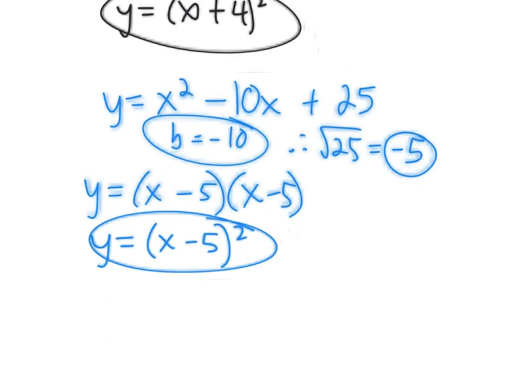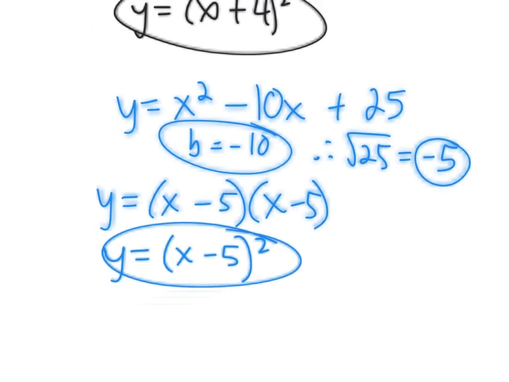And in the case of a negative b, we notice x squared is a perfect square. We notice that 25 is a perfect square. But since b is negative 10, then we go with the negative square root of negative 5. And our brackets become x minus 5 times x minus 5, which is simplified to x minus 5 squared.